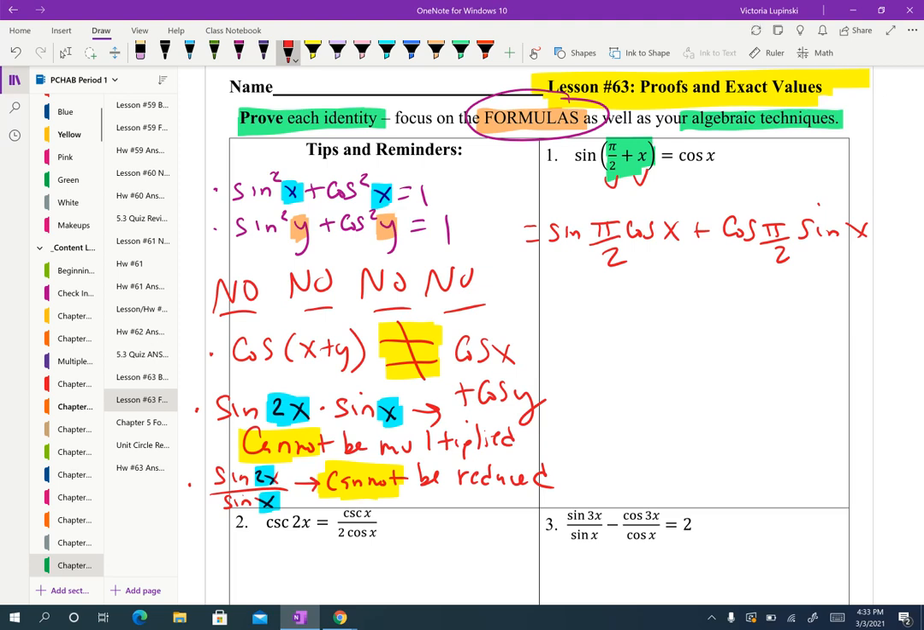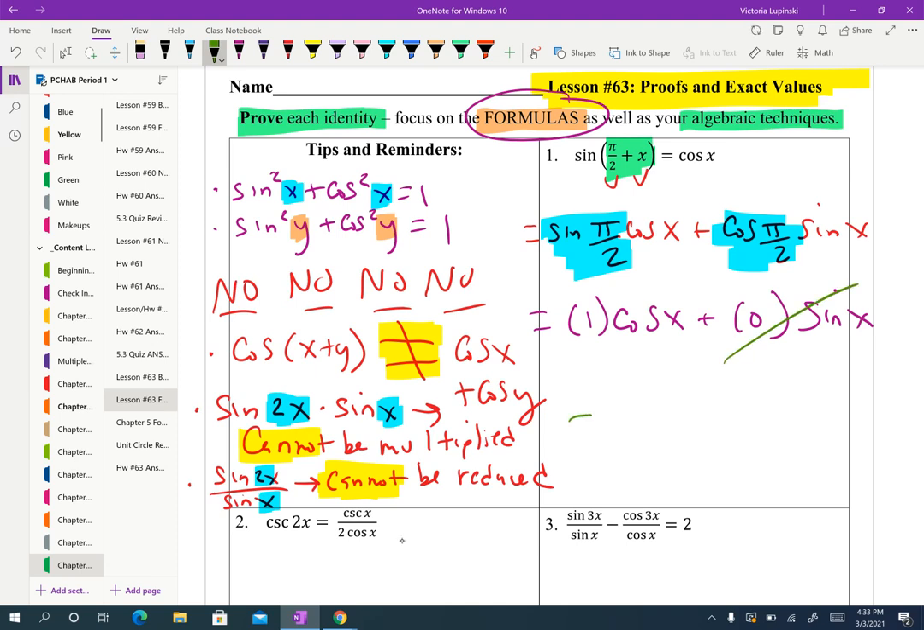The reason why we love problems like this is because I spy some unit circle values. I see the sine of pi over 2 and I see the cosine of pi over 2. Those are things that I know, so those are things that I'm going to sub in. If you calculate the sine of pi over 2, that's just equal to 1 times the cosine of x, plus the cosine of pi over 2. If you substitute that in, that's equal to 0 times the sine of x. Well, I'm sure you remember that anything times 0 cancels out, which means all you're left with is the cosine of x. Because that is what you were trying to make equal, you are now done.